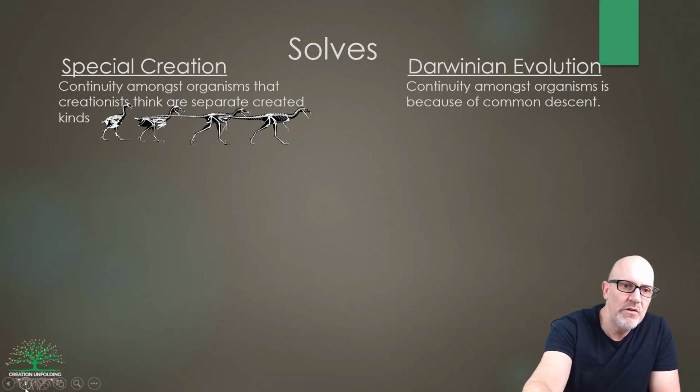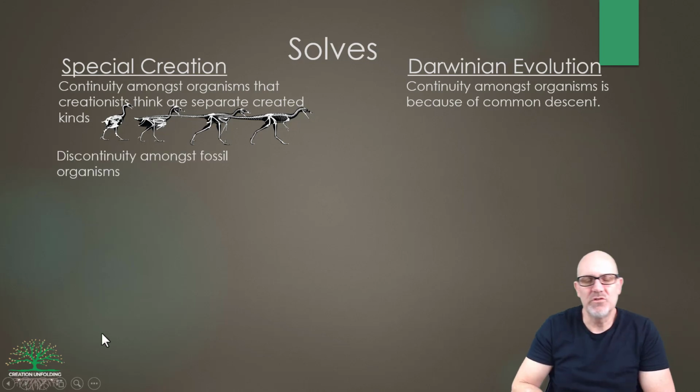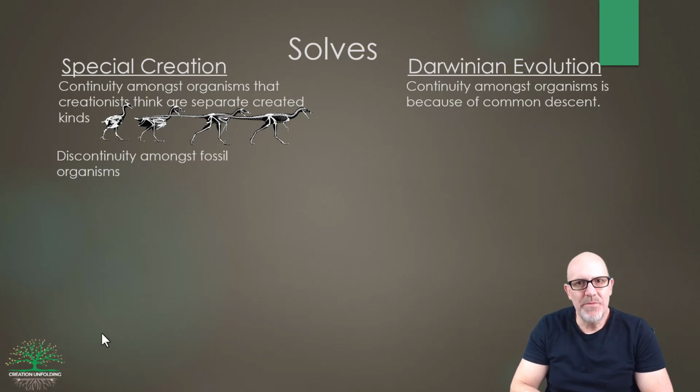But it also solves discontinuity among fossil organisms. This is something that I don't think Darwinian evolution is really able to explain, not very well, anyway. From a Darwinian evolutionary perspective, everything has a common ancestor, and that means everything has continuity. So you would expect to see great levels of continuity in the fossil record. And of course you don't, as I'll show shortly.